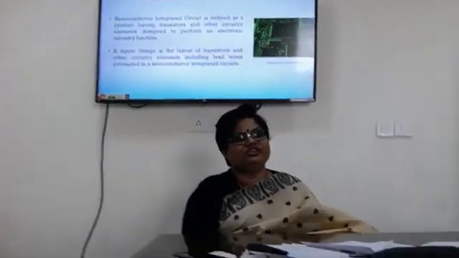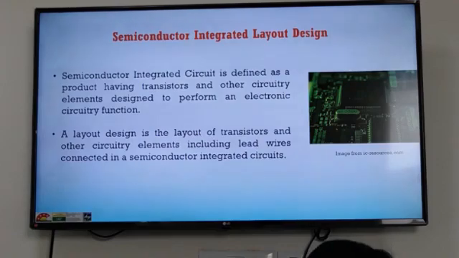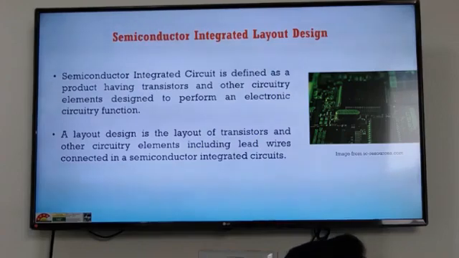Moving on to semiconductor integrated layout design, perhaps the most unused of all forms of IP. A semiconductor integrated circuit is a product which has transistors and circuitry elements, essentially an electronic circuit. It is an innovative circuit that you have created, a circuit layout design, which has transistors and other elements, including lead wires. And that is something that you could get a registration for. The last that I had looked, I think only perhaps ISRO and BHEL were the only two who had semiconductor integrated layout design registrations. No one else did. So this is not a particularly used statute.